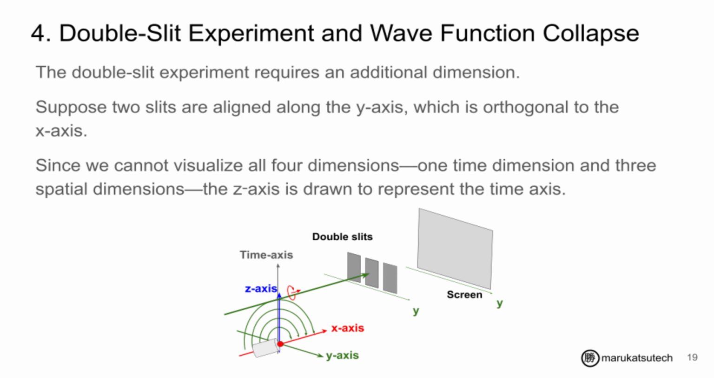The double-slit experiment requires an additional dimension. Suppose two slits are aligned along the y-axis, which is orthogonal to the x-axis. Since we cannot visualize all four dimensions, one time dimension and three spatial dimensions, the z-axis is drawn to represent the time axis.